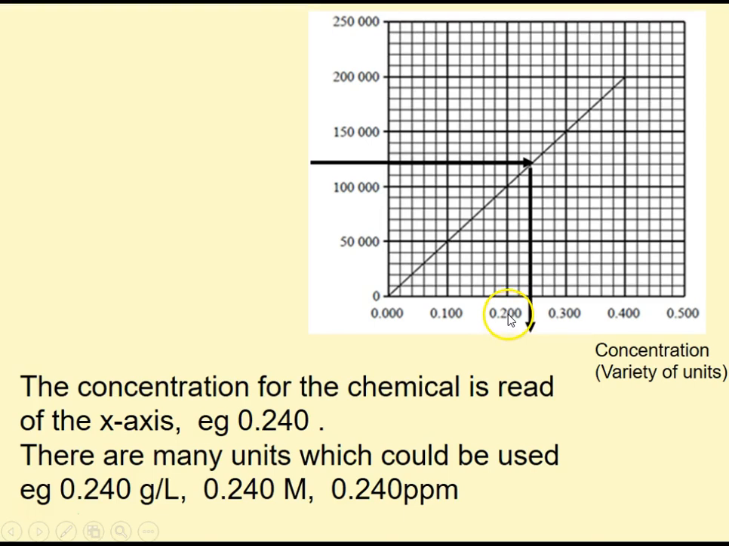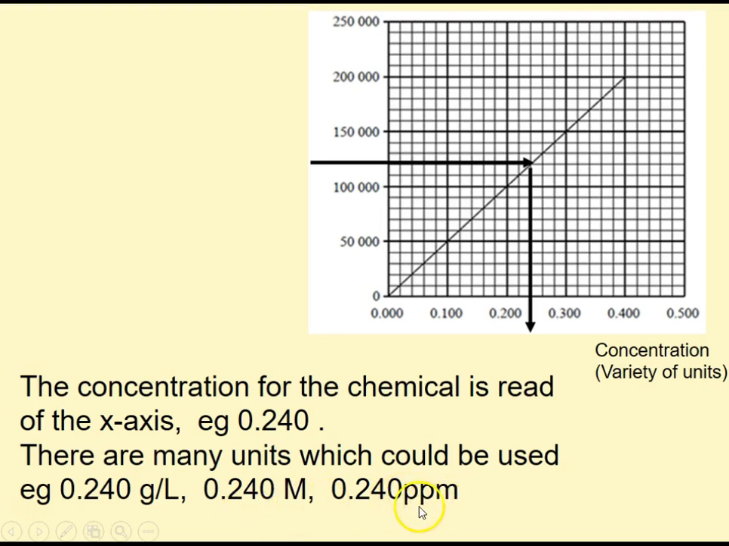So this one is 0.224, so it's 0.24. Okay. So I kept this a bit vague. We don't know what the concentration is, so it depends on the standards, how you measure the standards. So if we measured them in grams per litre, then your concentration would be 0.24 grams per litre. If we measured them in moles per litre, then it's 0.24 moles per litre.